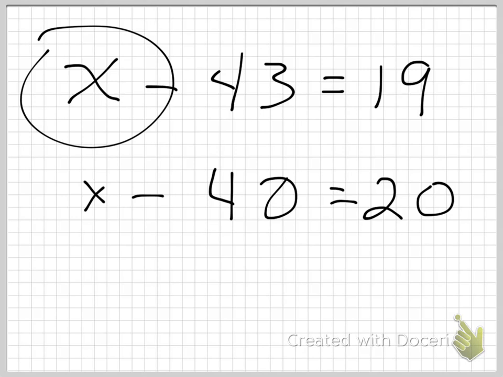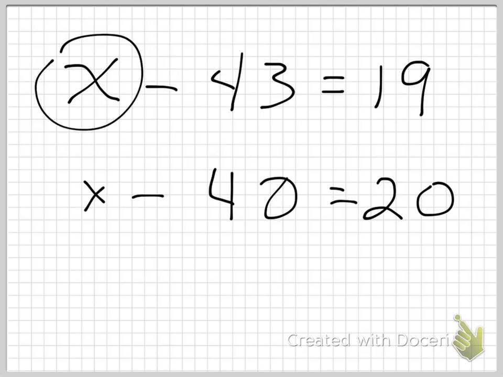So you know that our answer here, x, is going to be somewhere near 60. Do you agree with that? Since we know it's going to be somewhere near 60, let's try it. What is 60 minus 43? Is that 19? No, it's 17. We're close. We're 2 off. Let's make it be 62. What is 62 minus 43? 19. There we have it.